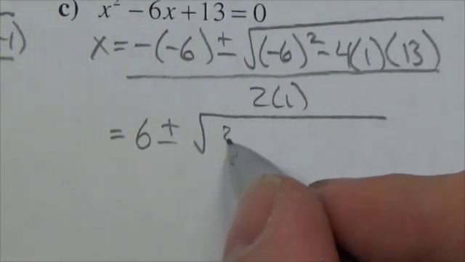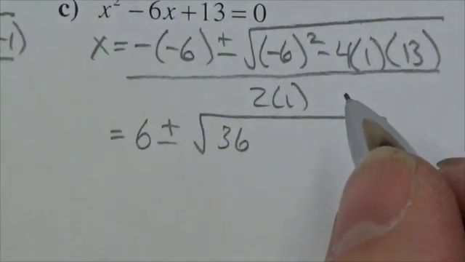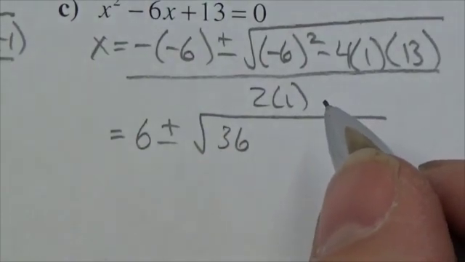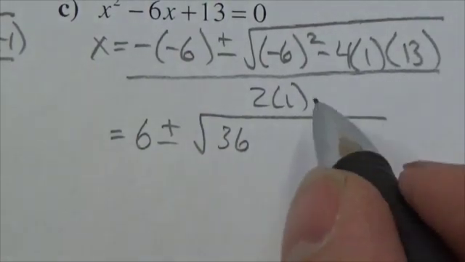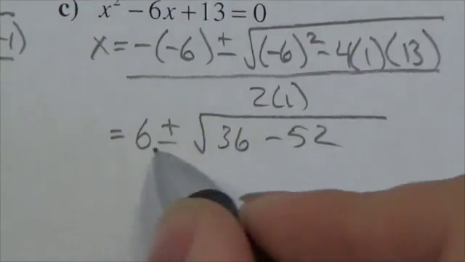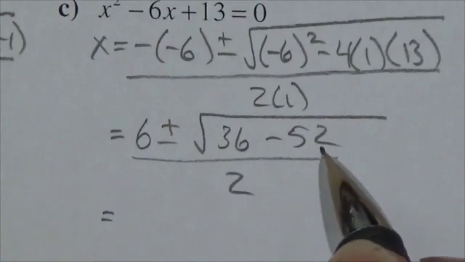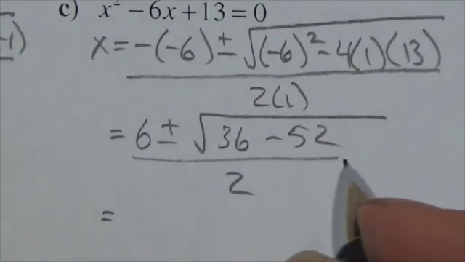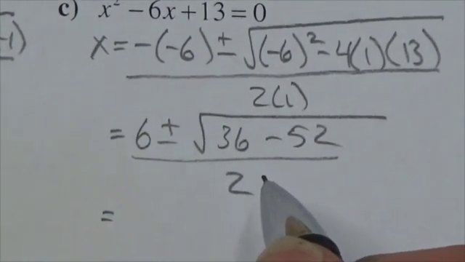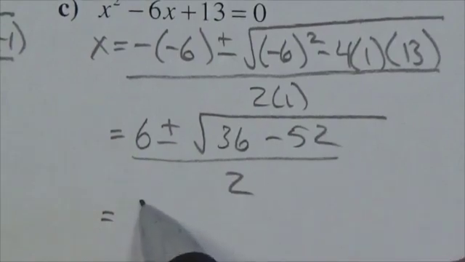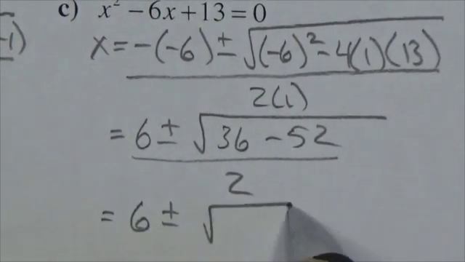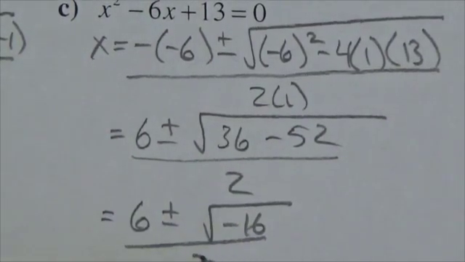And then 4 times 13, so I'm just going to do it on the calculator on the side here, just to make sure I get this right. 4 times 13 is going to be 52. And then 2 times 1 is 2 here. Now, the little bit of math I got to do here is this 36 minus 52. So 6 plus or minus the square root of negative 16 over 2 here.